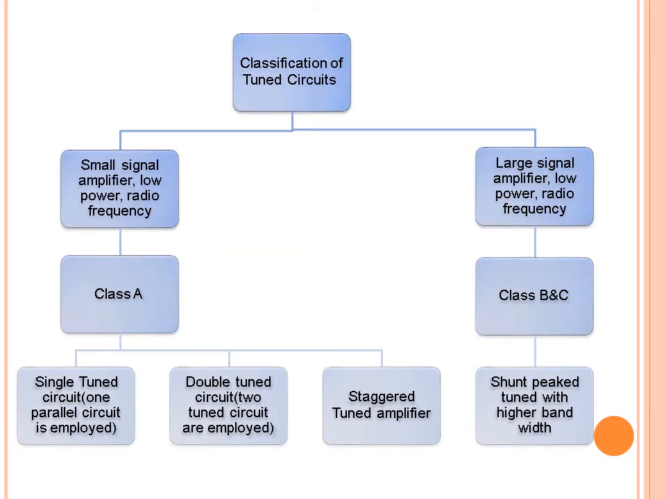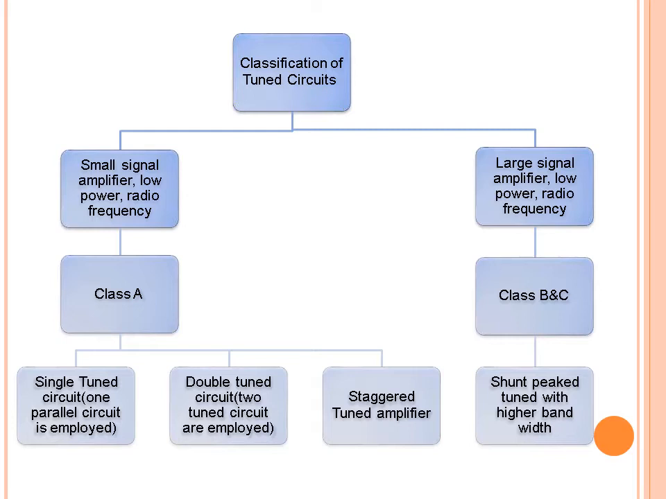The classification of tuned circuits is given here. Basically it is divided into two types: small signal amplifier with low power radio frequency and large signal amplifier with low power radio frequency. Under the small signal amplifier you will have the class A type, which is further divided into single tuned circuit, double tuned circuit and stagger tuned circuit.